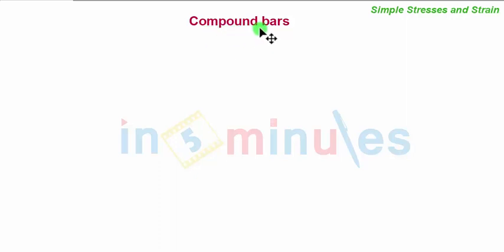Our topic is compound bars. A bar consisting of two or more materials can be called a compound or composite bar.